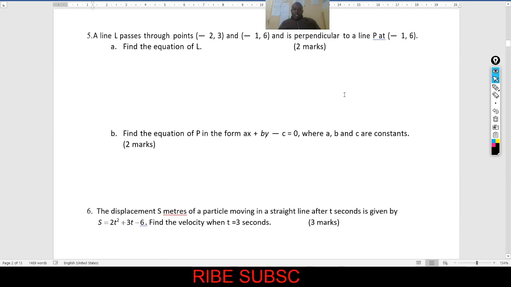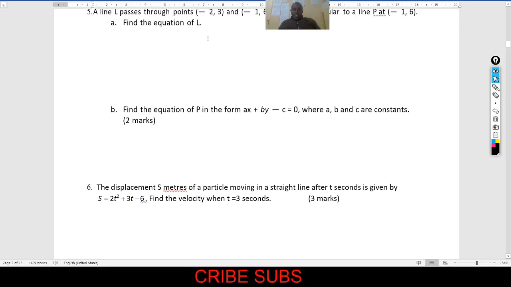Question number 5 is asking us about equations of straight lines. A line L passes through the points -2, 3 and -1, 6 and is perpendicular to a line P at -1, 6. We find the equation of L. So L passes through these points, and therefore the first thing we find is the gradient of L. Call it M1.